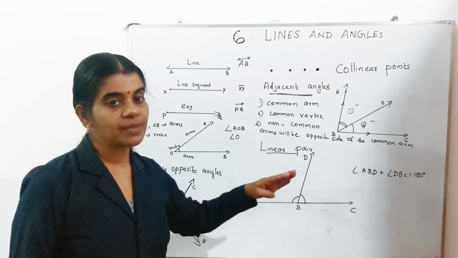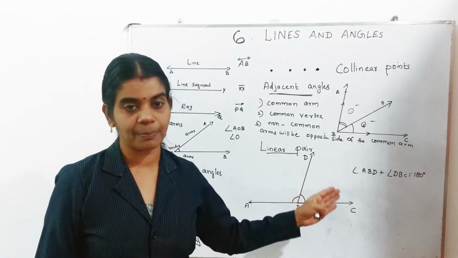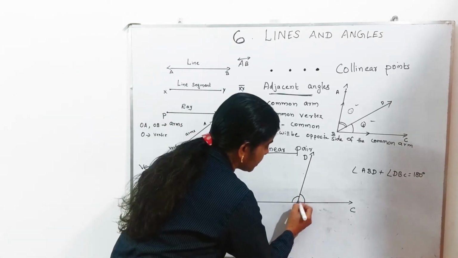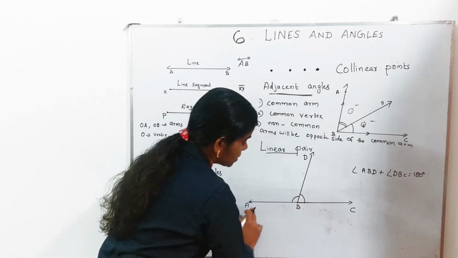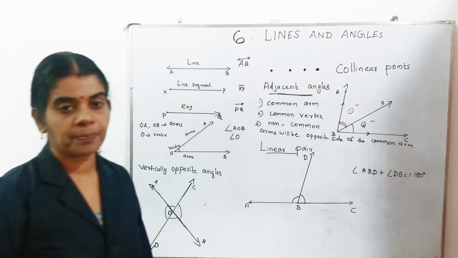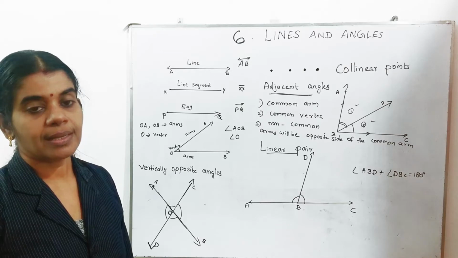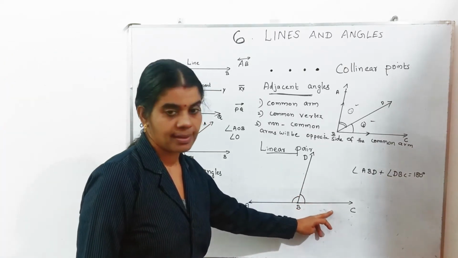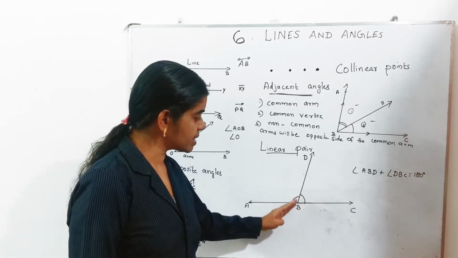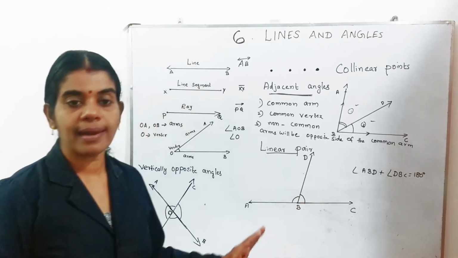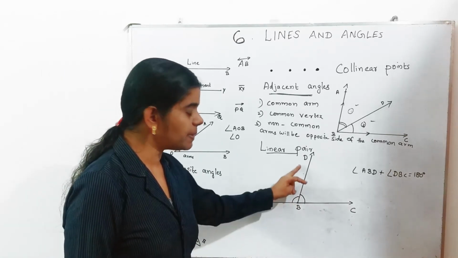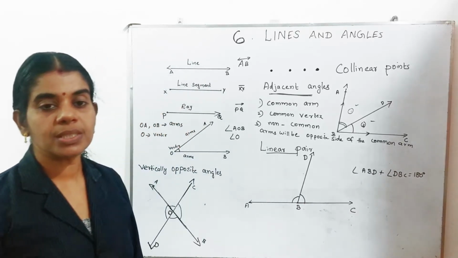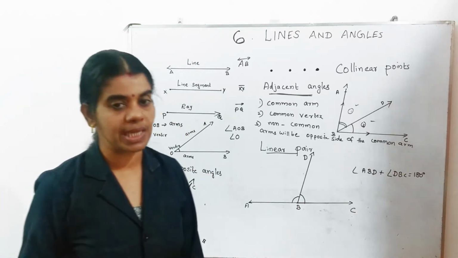Here in ninth we will say another way about this linear pair. If a ray stands on a straight line, here which ray is standing? BD stands on the straight line AC, then we will get a linear pair. That means BD stands on a line. Understood that? BD is standing on the straight line AC. Then the sum of the two adjacent angles will be 180 degrees.